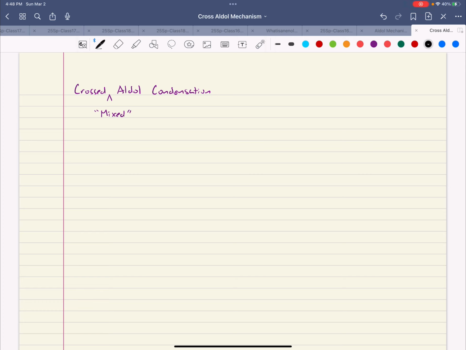Now, you might think if we have two different carbonyl compounds, aren't we going to get a horrendous mixture? Where in some cases, molecule A is the enolate and attacks B. In other cases, molecule B is the enolate and attacks A. Well, let's see how we can mitigate that.